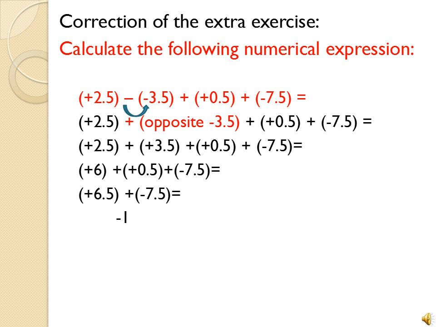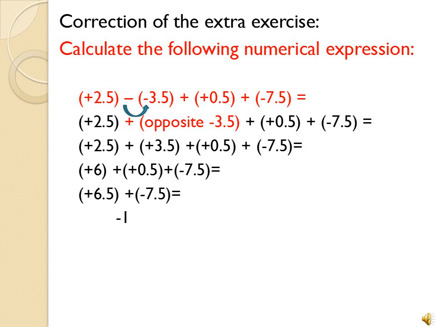Let's today correct the extra exercise that I gave for you to solve it. Calculate the following numerical expressions. So let's remember first what is a numerical expression. It's about a series of signed numbers, some of them positive and others negative. So let's see the first one. We have plus 2.5 minus 3.5 plus 0.5 plus minus 7.5.